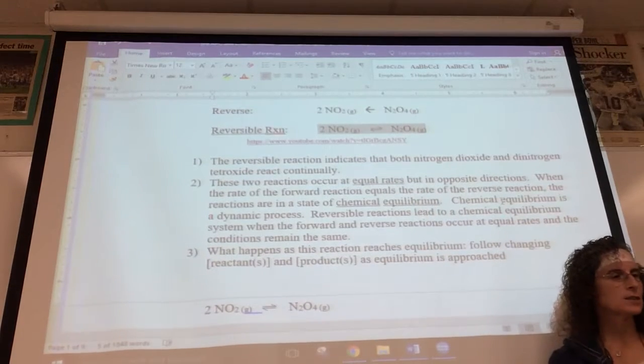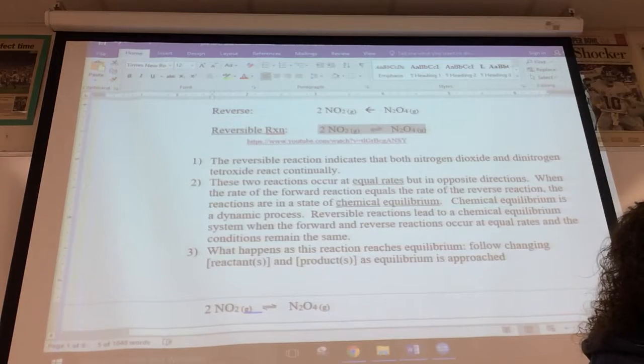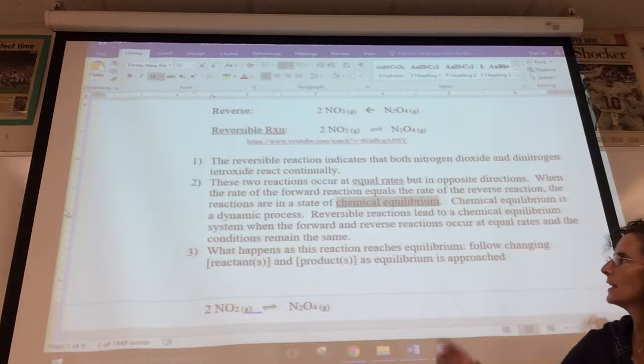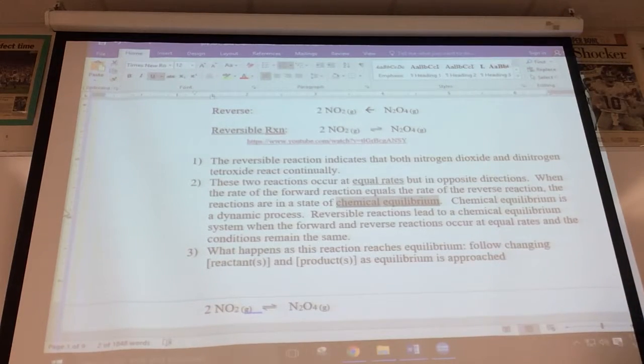The two reactions occur at equal rates but in opposite directions. And we say that the reaction is in a state of chemical equilibrium when the rate of the forward reaction is equal to the rate of the reverse reaction. And we talked about rates of reaction in the previous lesson when we talked about kinetics.